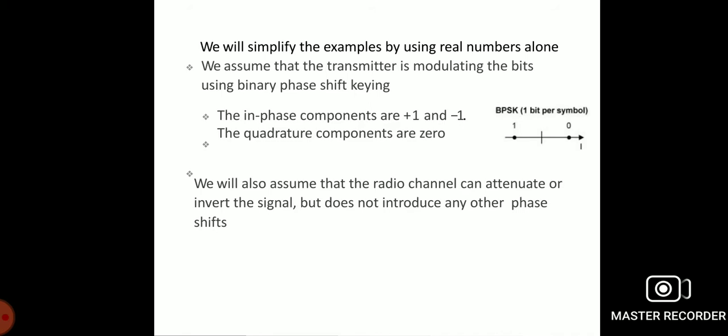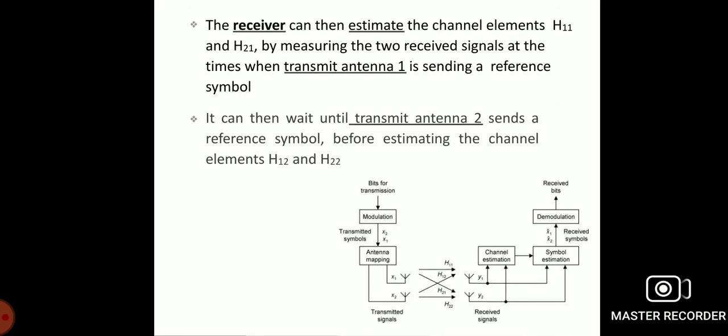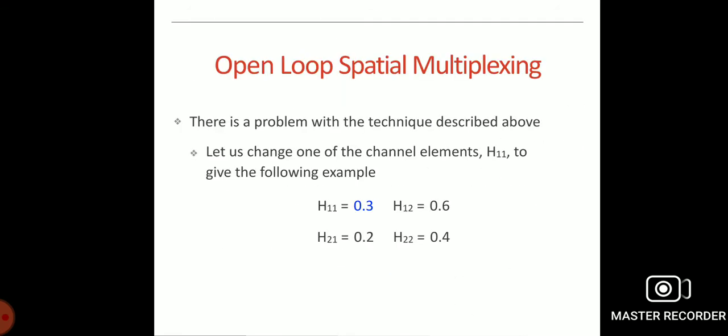Now in this spatial multiplexing system, it can be divided into two different broad categories. Number one, open loop spatial multiplexing, and number two, closed loop spatial multiplexing. So here in open loop spatial multiplexing, there is a problem with the technique described above.